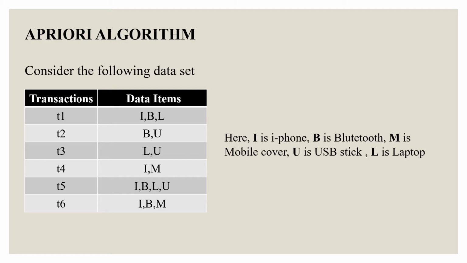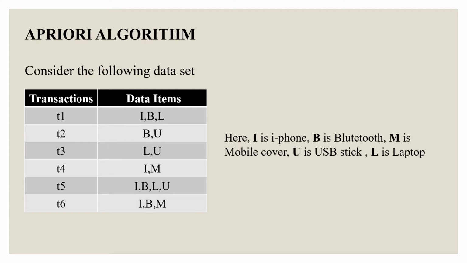Here we can see one table. The table consists of transactions and the data items. There are six transactions, that is, six persons or six transactions. Transaction T1 purchases three items: I, B, L. I is iPhone, B is Bluetooth, L is laptop. T3 is L and U, where L is laptop and U is USB. Transaction T3 purchases these two items. This table will be useful when we go through an example of the Apriori algorithm.